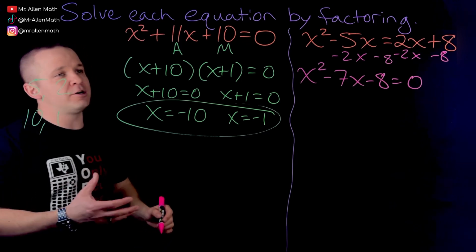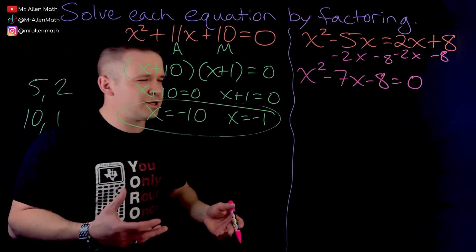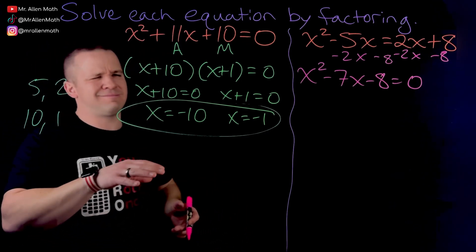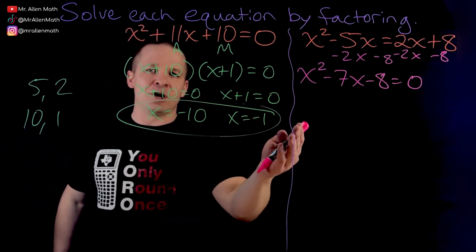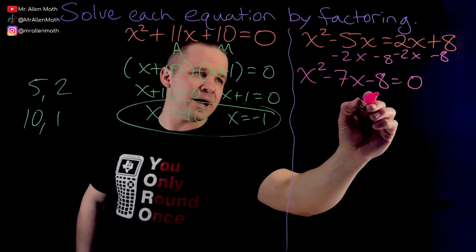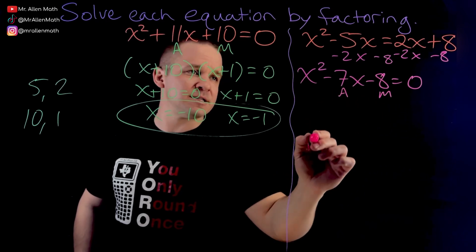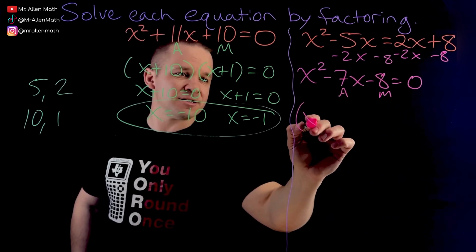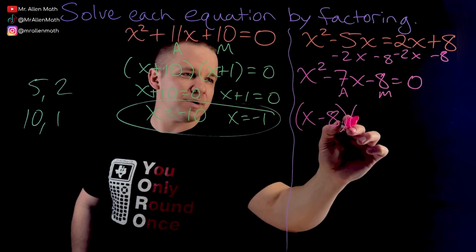In order to solve quadratics, we got to set it equal to 0, unless you're doing something called completing the square, which I don't really do that a whole lot. I'm going to go with factoring or quadratic formula if I have to. So what multiplies to negative 8 while adding to negative 7? Well, that's going to be negative 8 and positive 1. So x minus 8 and x plus 1.